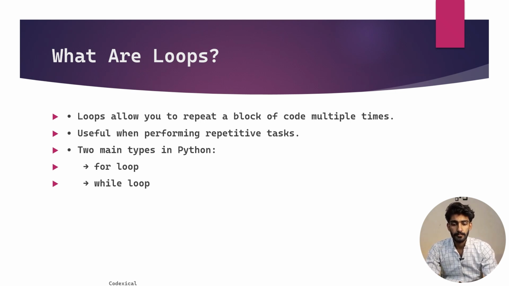There are two main types of loops in Python. These are the for loop and the while loop. These two are the most important in Python programming. They help you save time when you want to run the code multiple times.